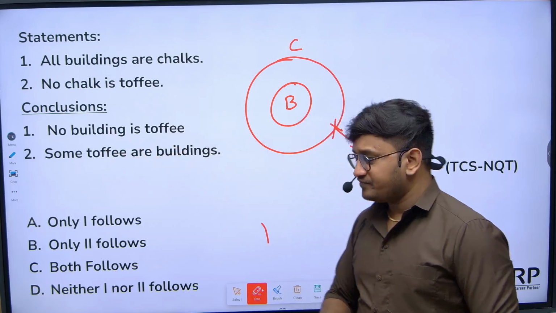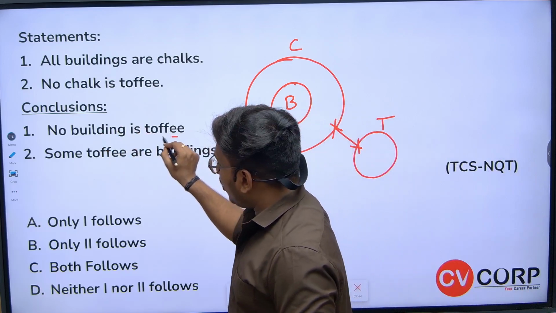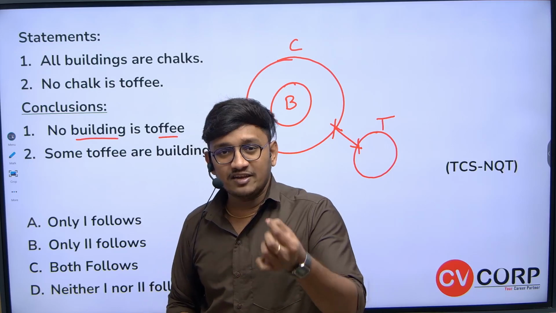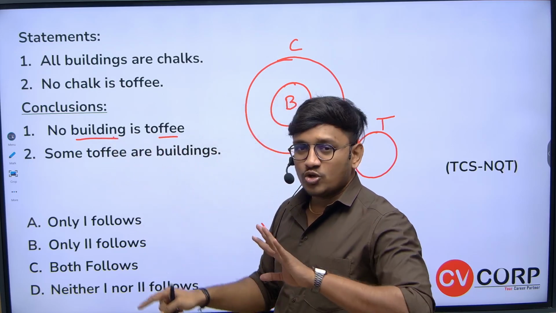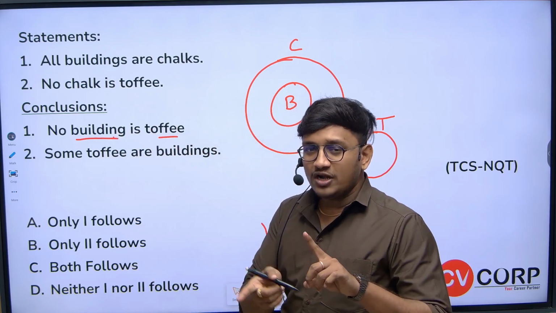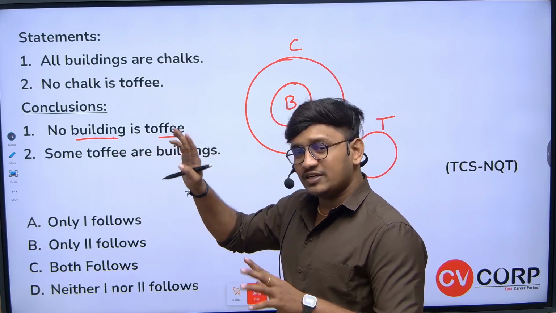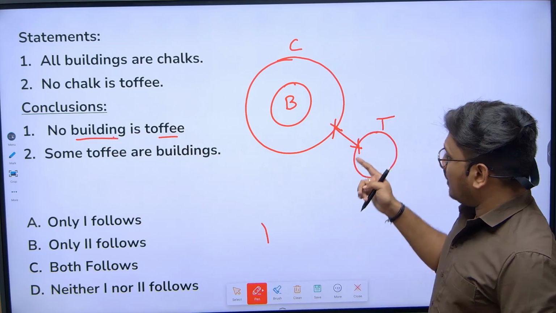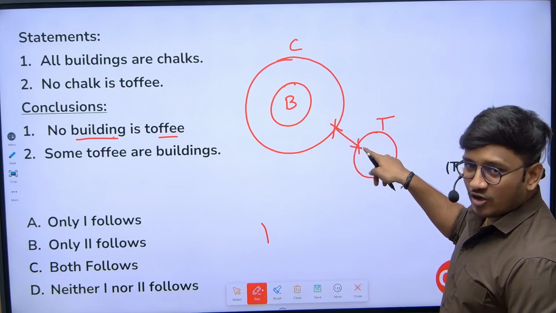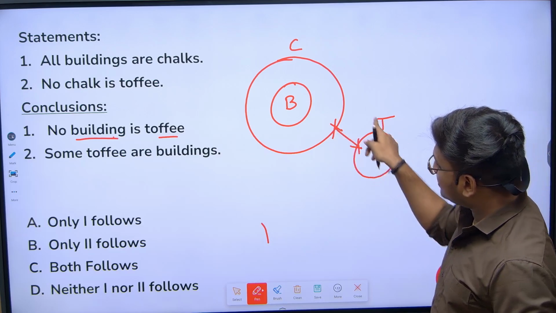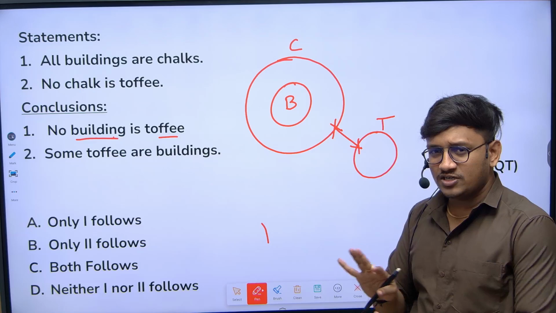Now if you want to prove these conclusions wrong, let's consider no building is toffee. They're saying that building and toffee will not touch each other. If you want to prove it wrong, you should prove that building and toffee will touch each other. See, when chalks does not touch toffee, how can this toffee circle touch the building which is inside the chalks? Is it possible? No, it is not possible.